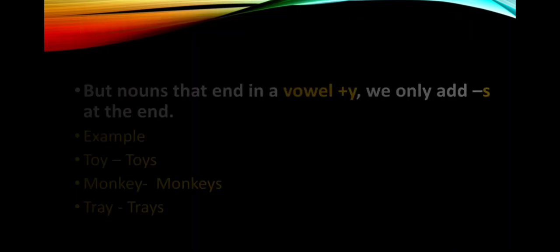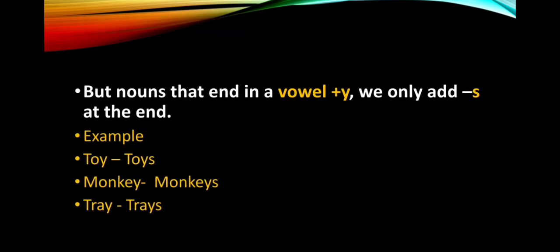Now, as there was an exception in rule number 2, here is also one exception to this rule. Let's see what that exception is. Nouns that end in a vowel plus y, we only add s at the end. It means that if a noun is ending with y and before y there is a vowel, then we will only add s at the end to make it plural. It will be clear by giving examples.